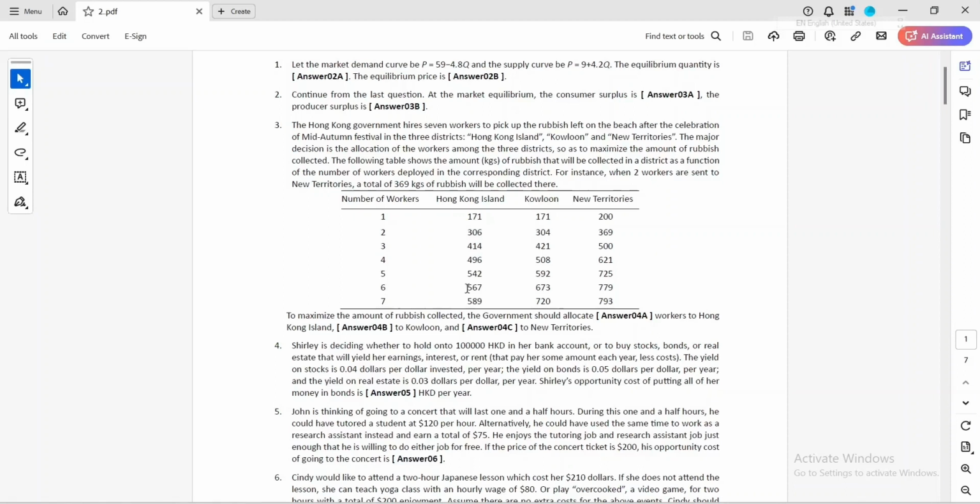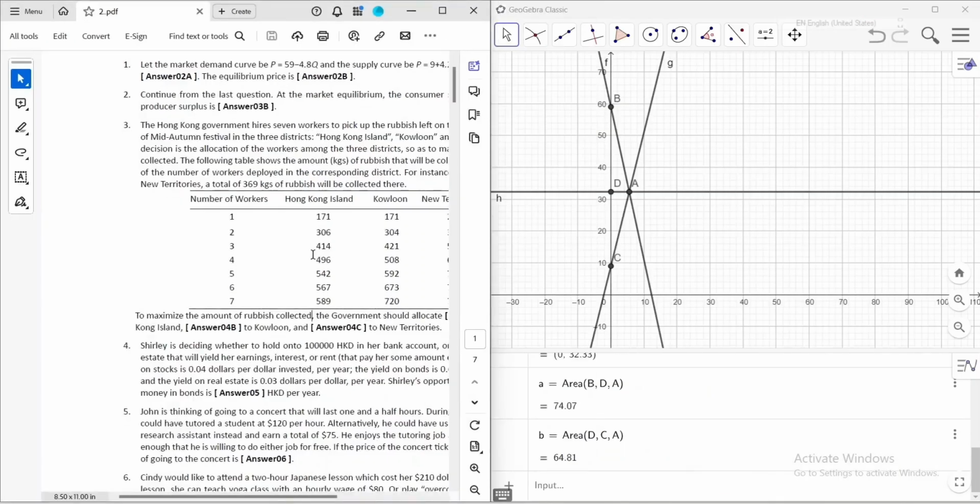In question number 3, you are given a table. So this is the allocation of resources problem. There are 7 workers, and you need to allocate these workers to these places, Hong Kong Island, Kowloon, and New Territories, so that the output is maximized. So you can see here, you are asked to maximize the amount of rupees collected. So I prefer to do this question in Excel because it is always easier to calculate marginal output in Excel. Okay, so let's go to Excel.